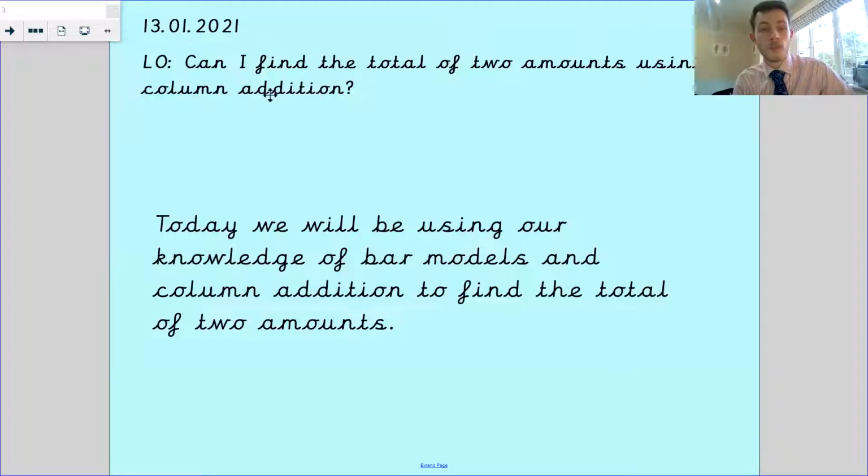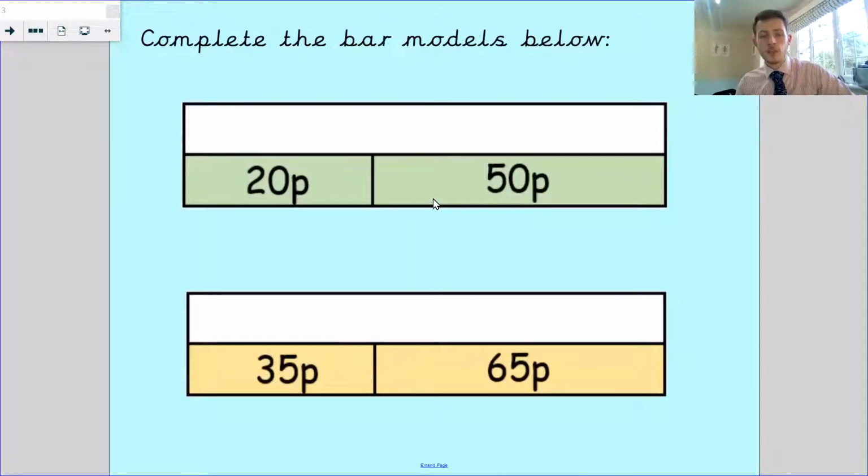Right, let's move on. So, can I find the total of 2 amounts using column addition? So today we're going to be using our knowledge of bar models and of column addition, and we're going to find the total of two amounts. So here we go. This is one that we looked at the other day. So we've got 20p and 50p, and we've got a line breaking them up. So this side is 20 and this side is 50, okay? Well, it'll be the other way for you because I can see myself in reverse.